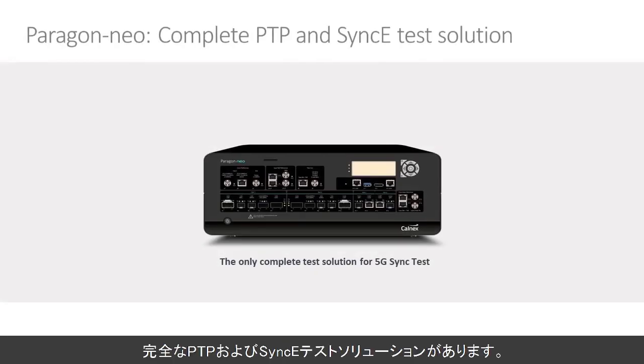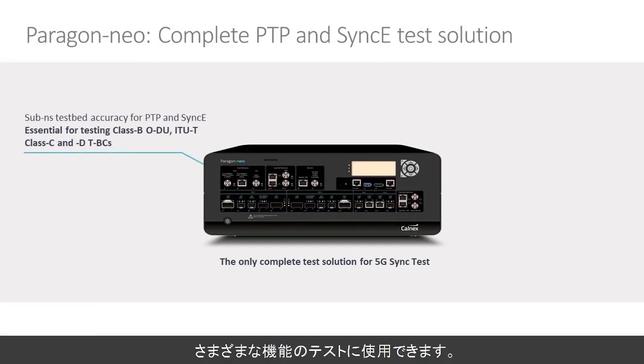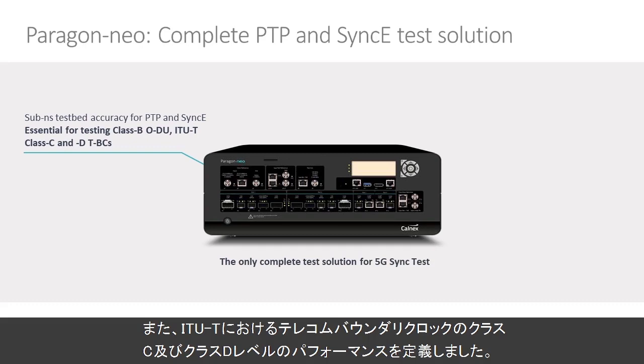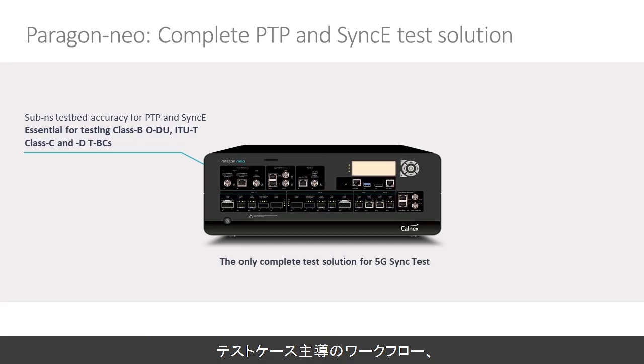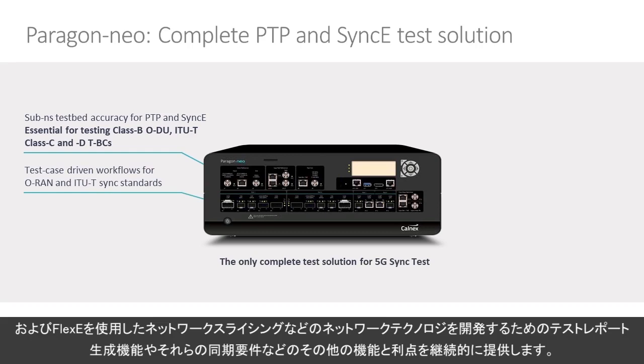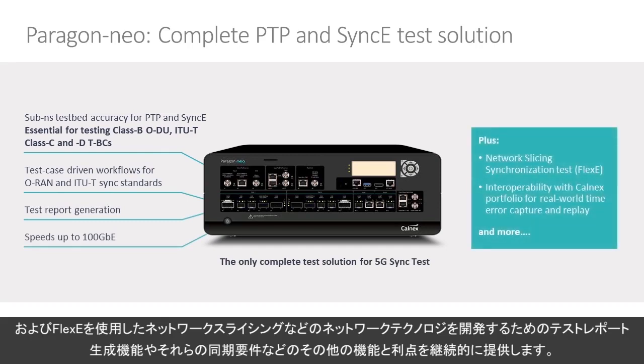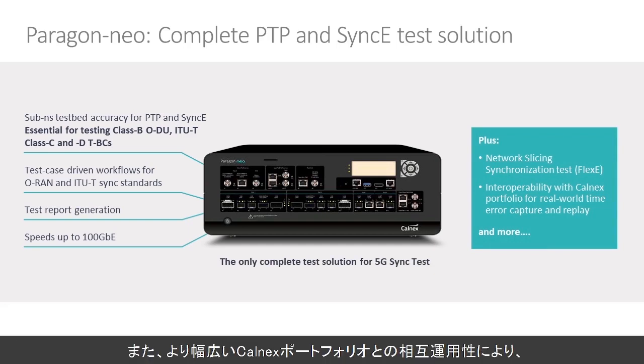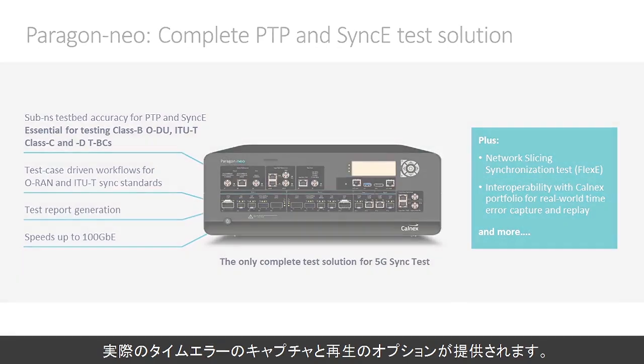In summary here, we have a complete PTP and Sync test solution, a range of functions available for testing, for example, ODUs, ORUs to ORAN requirements, also ITU-T defined telecoms boundary clocks, Class C and Class D level performance, continuously developing test case-driven workflows for ORAN, ITU-T, and other synchronization standards, and other features and benefits like test report generation, capabilities for developing network technologies such as network slicing with FlexE and the synchronization requirements of those, and interoperability with the wider Calnex portfolio, offering options for real-world time error capture and replay.